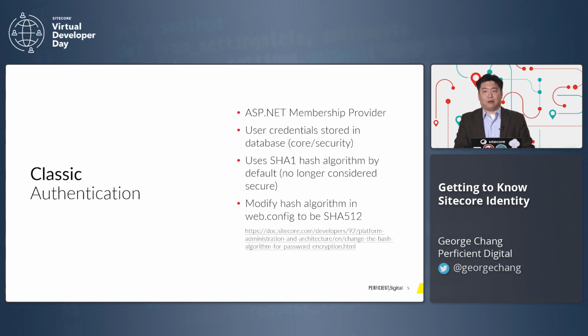So if you must use the membership provider and use the database-backed user store, it's strongly recommended that you update the hashing algorithm being used in the web.config file to be SHA-512, as it's a more secure hashing algorithm. Sitecore provides documentation on how to update that hash algorithm to be used to store passwords in your database. If you change your hash algorithm, you will need to reset all your passwords.